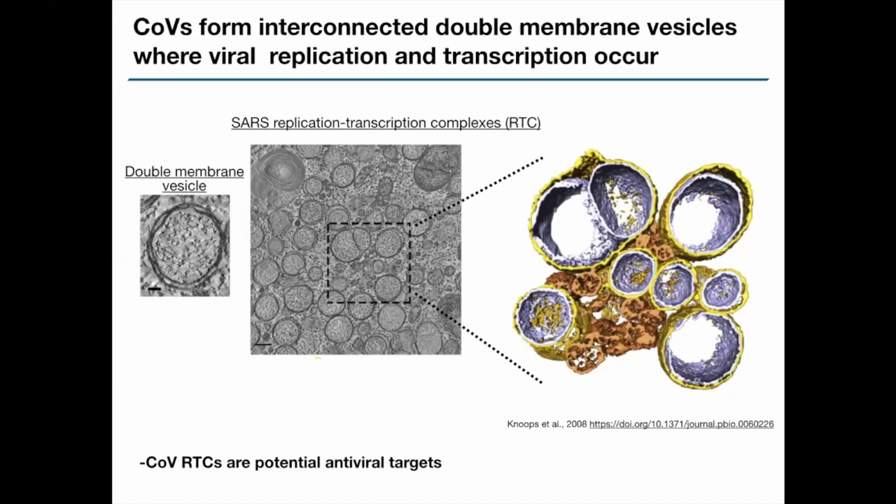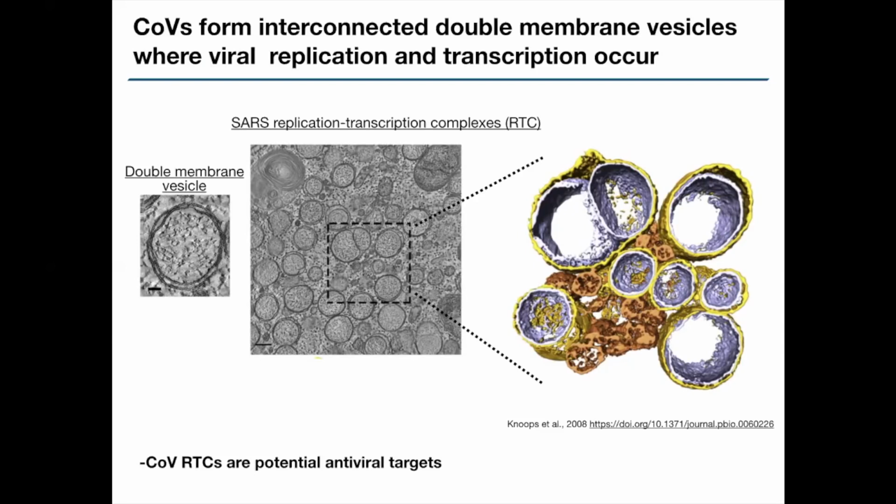These convoluted membranes are derived from the endoplasmic reticulum. And as I mentioned, many of the double membrane vesicles, it looks from these tomography experiments, are actually interconnected by their outer membrane and are part of an elaborate network that's contiguous with the rough endoplasmic reticulum. And inside of these compartments is where viral replication and transcription is thought to occur. And so this works for the virus and probably benefits the virus in multiple ways.